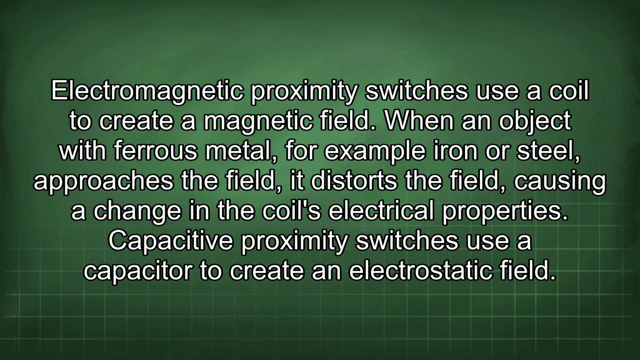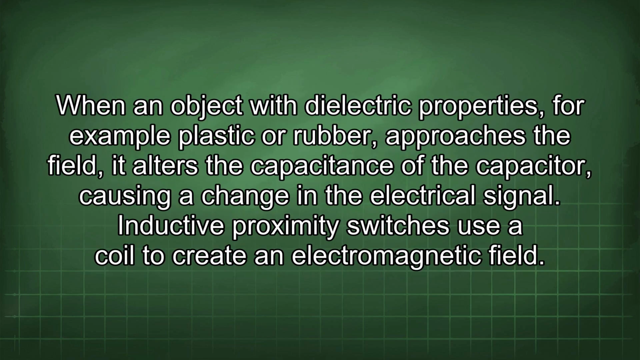Capacitive proximity switches use a capacitor to create an electrostatic field. When an object with dielectric properties, for example plastic or rubber, approaches the field, it alters the capacitance of the capacitor, causing a change in the electrical signal.